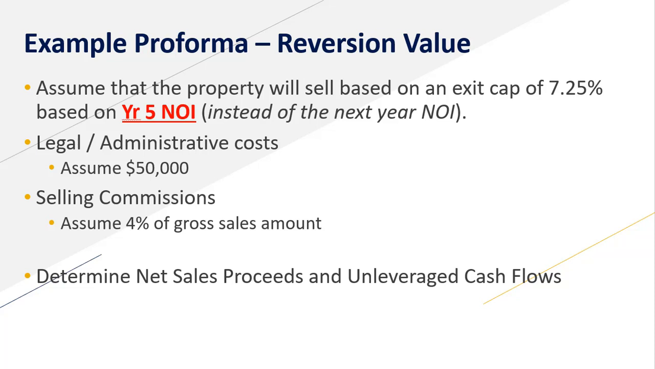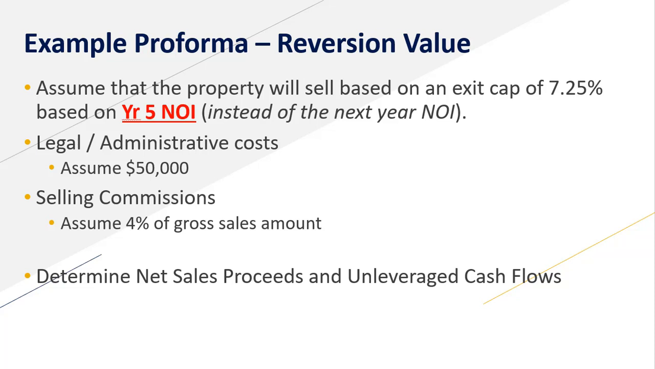Finally, we're going to look at the reversion value for the property. We're going to assume that we can sell the property based on an exit cap rate of 7.25%. And we're going to use the year 5 NOI. So we're going to take the year 5 net operating income number, divide that by 0.0725, and that will give us the estimated value of the property, what we can sell it for.